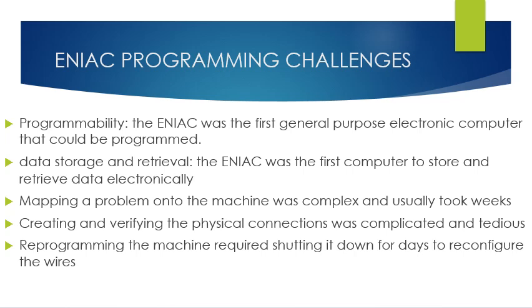The first one, programmability. The ENIAC was the first general purpose electronic computer that could be programmed. You can program it with different devices. Then data storage and retrieval. The ENIAC was the first computer to store and retrieve data electronically. Without electricity, like electric current, you won't be able to retrieve any data.